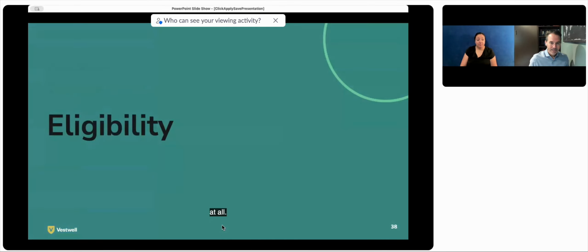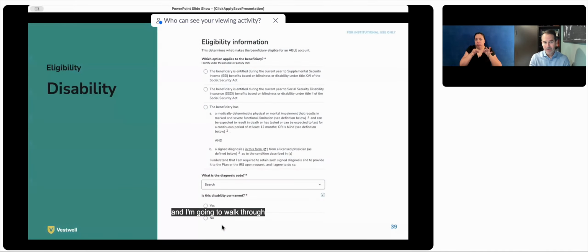The next piece of the enrollment flow is just your eligibility. ABLE accounts are not for everybody. They're for a specific group of individuals, and I'm going to walk through some of that here. Lauri mentioned some of it before, so I won't repeat that. Basically, we have a part of our enrollment flow that asks about the eligibility, which is really tied to the disability that you might experience.